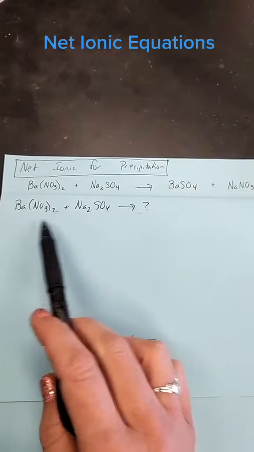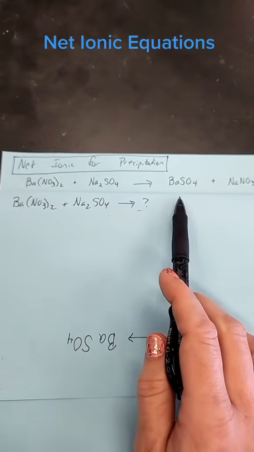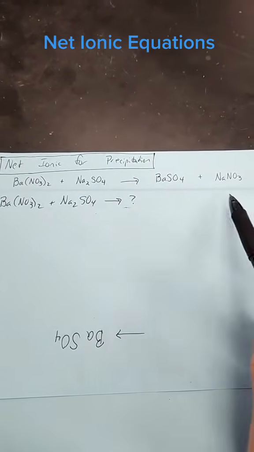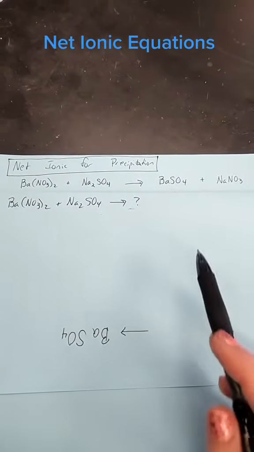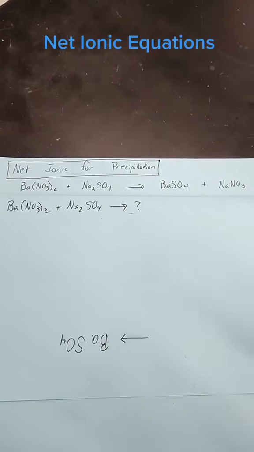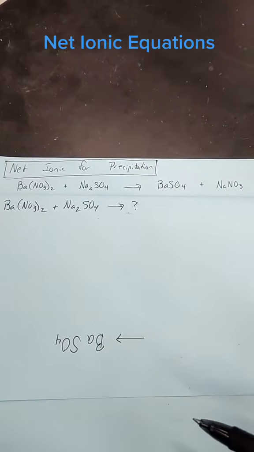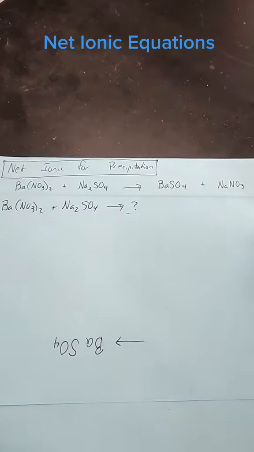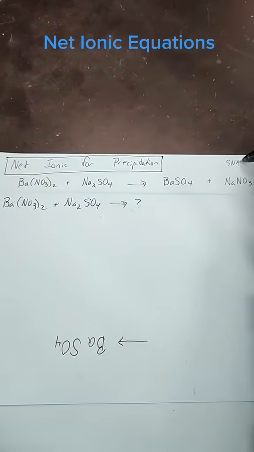Your outsides can combine and make a new product, which in this case would be barium sulfate, and your insides can combine and make a new product, which in this case will be sodium nitrate. Now you have to decide which one of these is going to be the solid, if you know there's a solid, and in this case the prompt would have told you there was, and which one of these is going to stay dissolved.